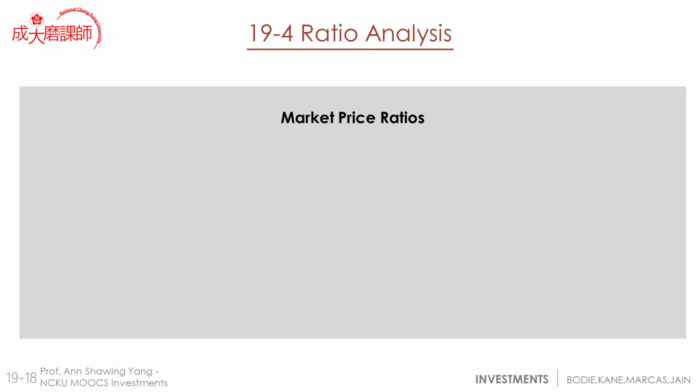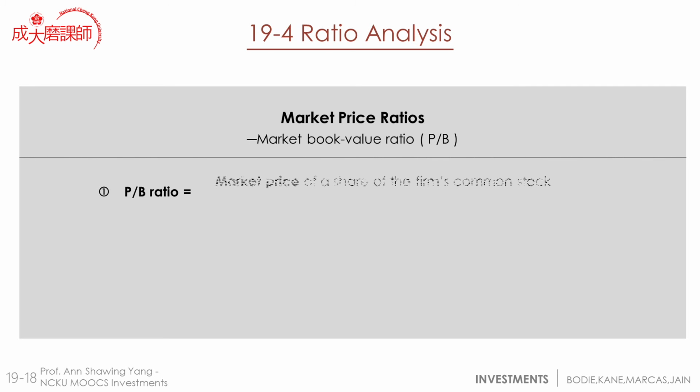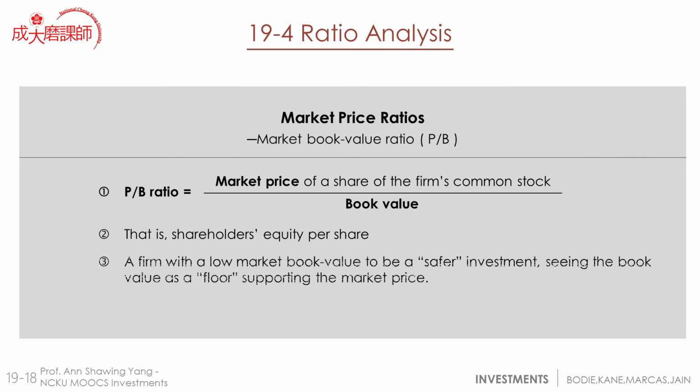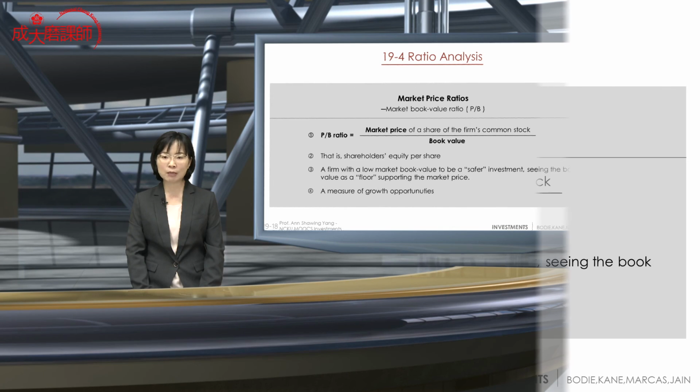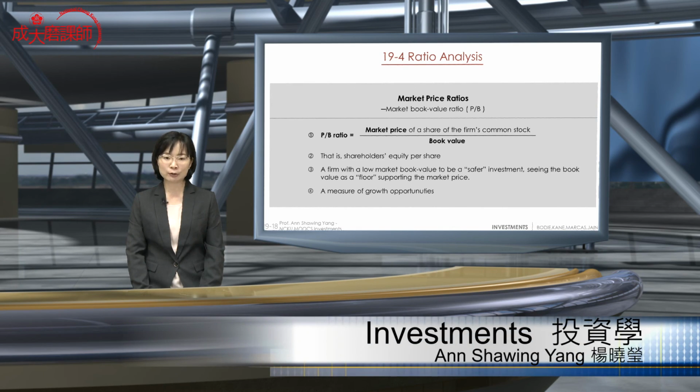And how about the market price ratios? Let's take a look. We have the book to market, or the market to book value ratio. This is the market price of a share of the firm's common stock divided by the book value, which would be the original value of the firm, the shareholder equity per share. A firm with a low market to book value will be a safe investment, because the book value is the original price of the firm.